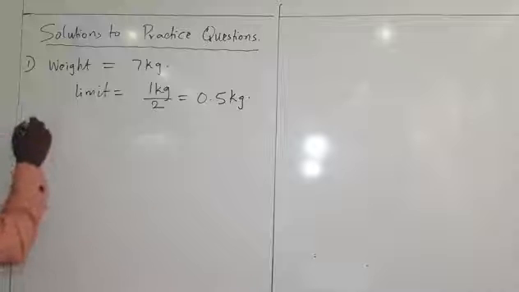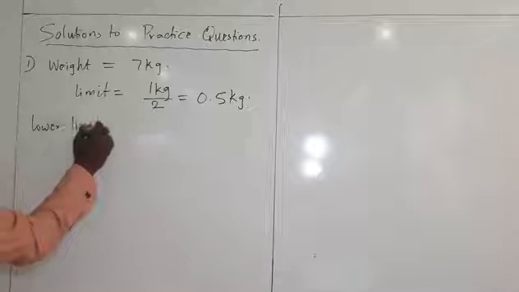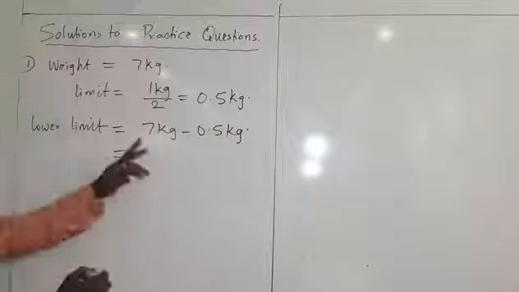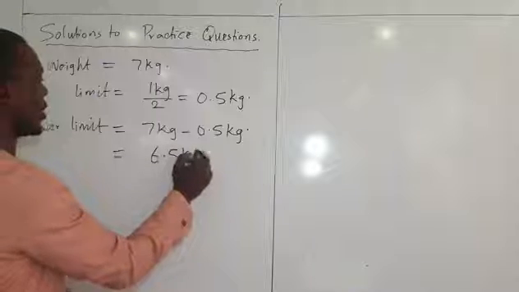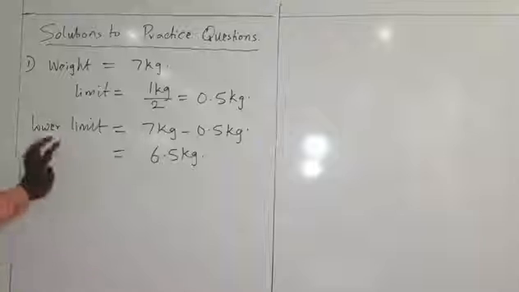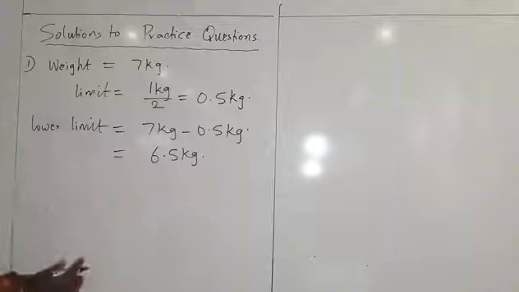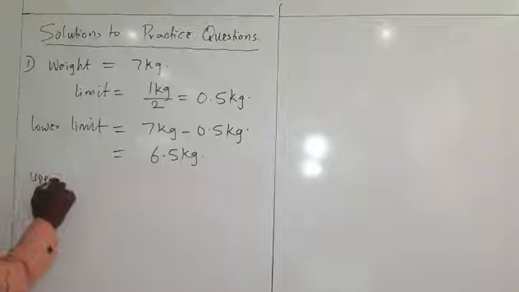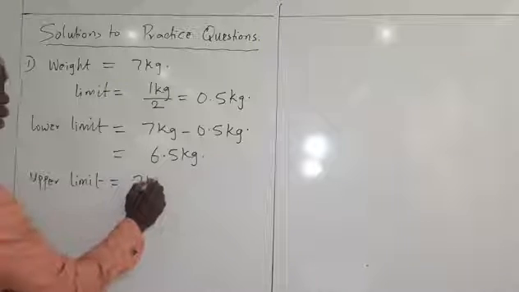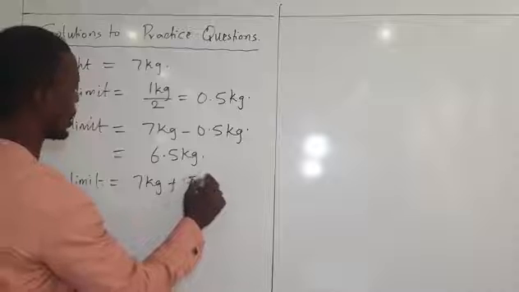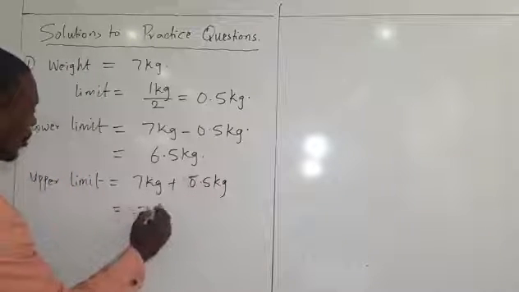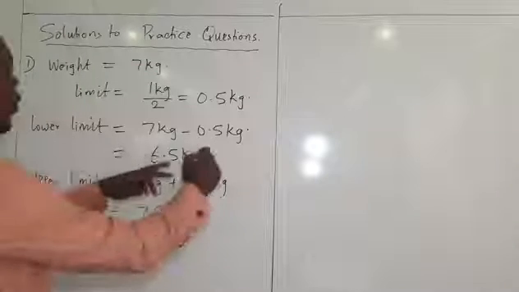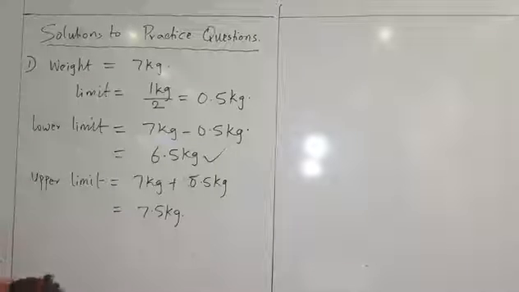Then the lower limit is equal to 7 kg minus 0.5 kg, which gives us 6.5 kg. So this is the least possible weight, the lower limit. Then the upper limit, which is the greatest possible weight, equals 7 kg plus 0.5 kg, which is 7.5 kg. But question one says the least possible weight of the bag of apples, so we go for 6.5 kg, which is option B. So that is that on question number one.